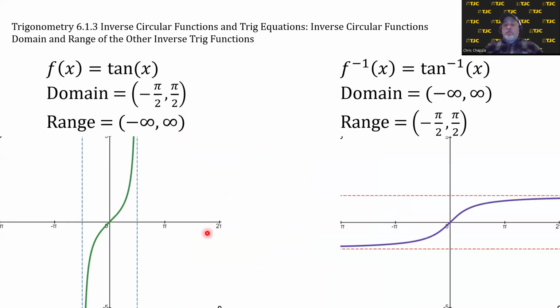But when we reflect it across the diagonal line, this branch goes sideways, and the vertical asymptotes become horizontal asymptotes at pi over 2 and negative pi over 2. I mentioned in my algebra class when we were doing rational functions that a rational function cannot have two different horizontal asymptotes, but there are some functions that can. This is one of them. F inverse of x equals tangent inverse of x does have a domain from -infinity to infinity, but the range is capped between negative pi over 2 to pi over 2, exclusive because of the asymptotes.